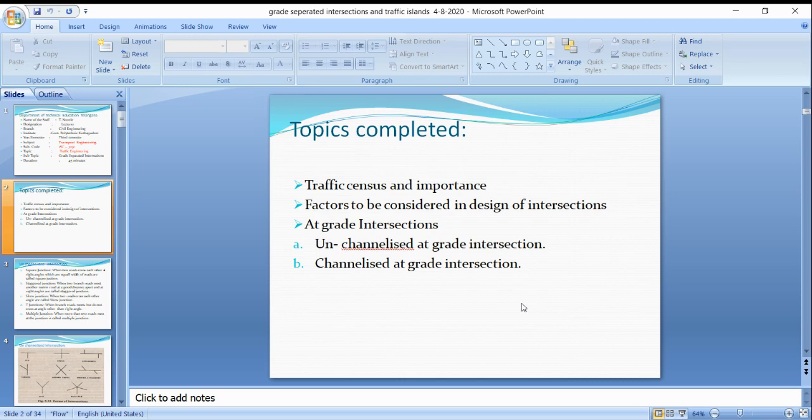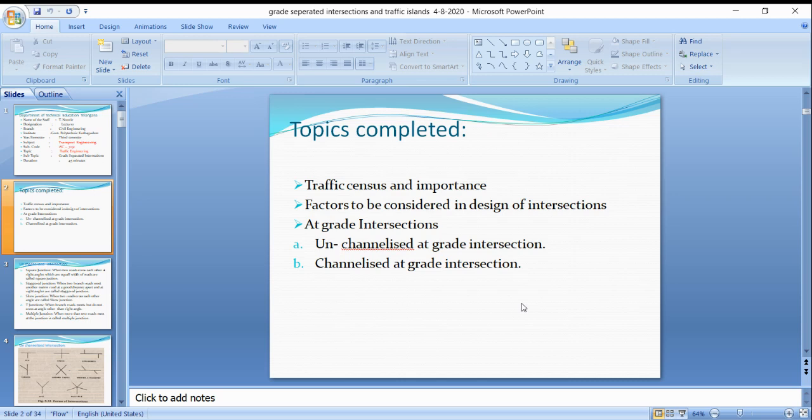Next topic: what do you mean by road intersection? A road intersection is when two or more roads intersect each other; it is called a road intersection, or it can be called a road junction. Why do we provide road intersections? To provide safety to road users at the junctions.